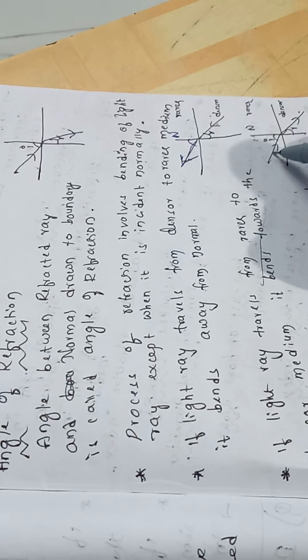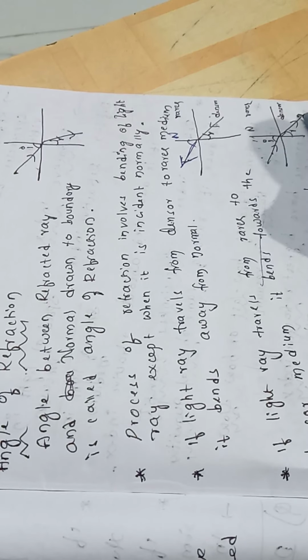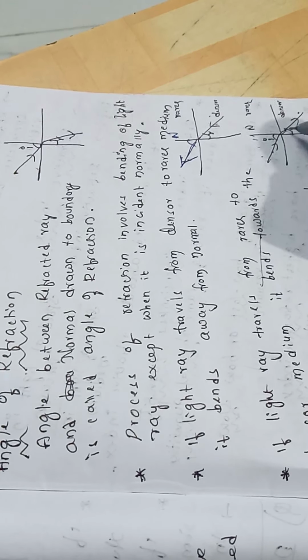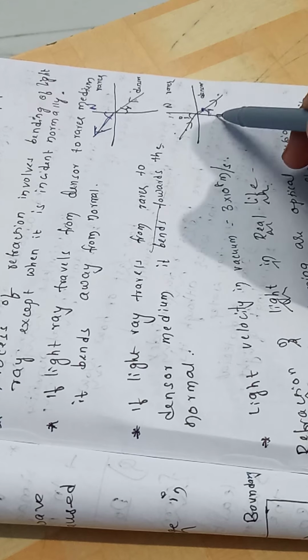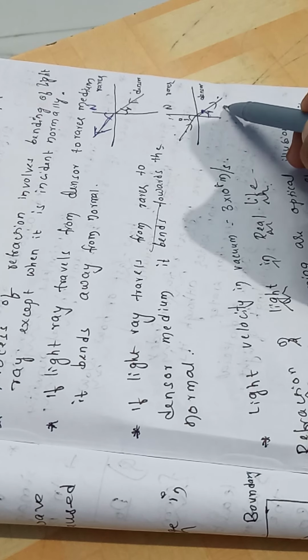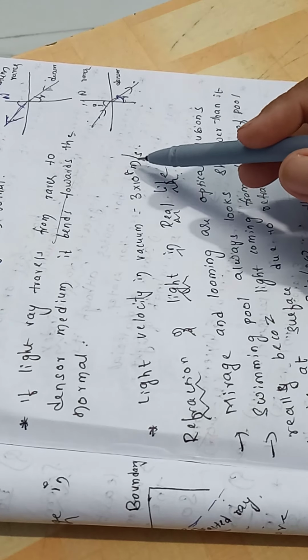And if light travels from rarer to the denser medium, it bends towards the normal. Okay, when light travels from rarer to the denser medium, it bends towards the denser medium. Now, do you know the velocity of light in vacuum? 3 into 10 to the power of 8 meters per second.